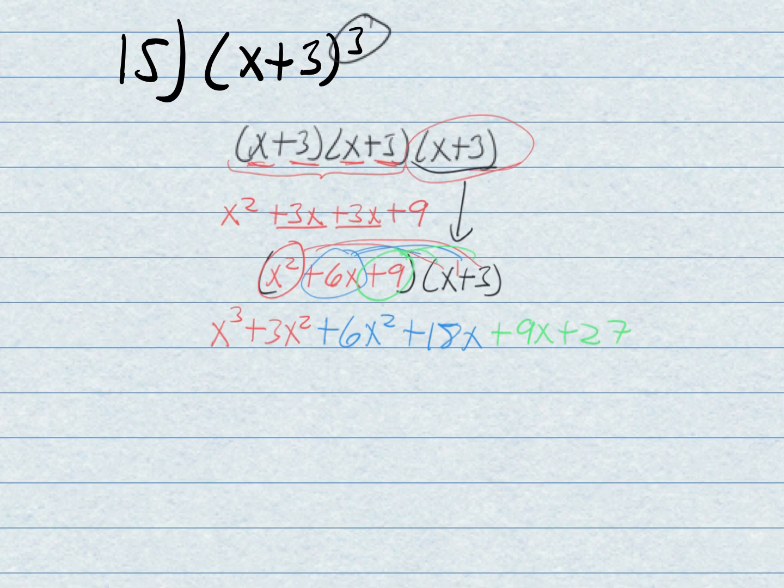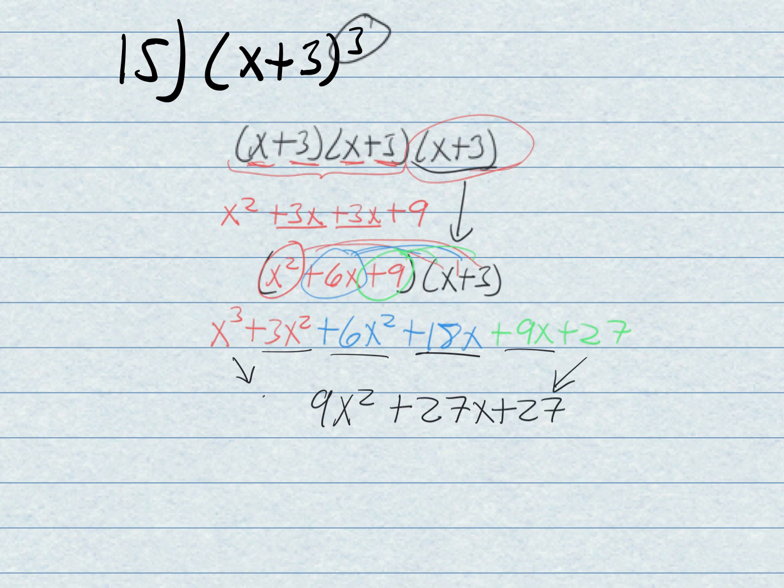And now, as always, we're going to combine like terms, right? So 3x squared plus 6x squared, they both have an x squared. We add the coefficients. 3 plus 6 is 9. Keep the x squared. 18x and 9x, also add the coefficients because they both have an x. It's going to be plus 27x. Then you can just bring down that 27, so plus 27, and then bring down that x cubed. So x cubed plus 9x squared plus 27x plus 27.